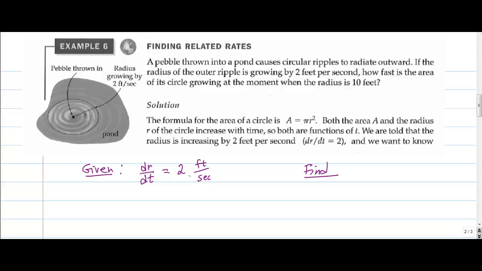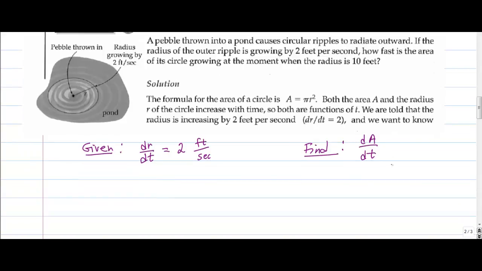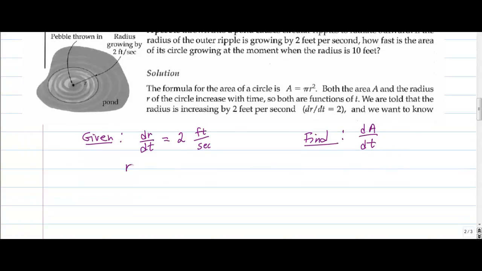Okay? And it says how fast is the area of the circle growing? So we need to find the rate of change of the area. So that's dA/dt. Okay? How fast means how fast is the area changing with respect to time when the radius is 10 feet, so when r is 10.